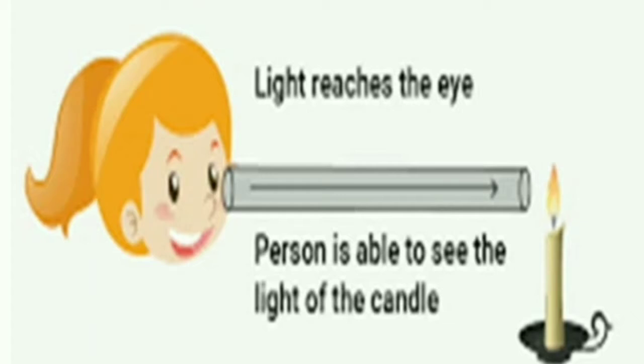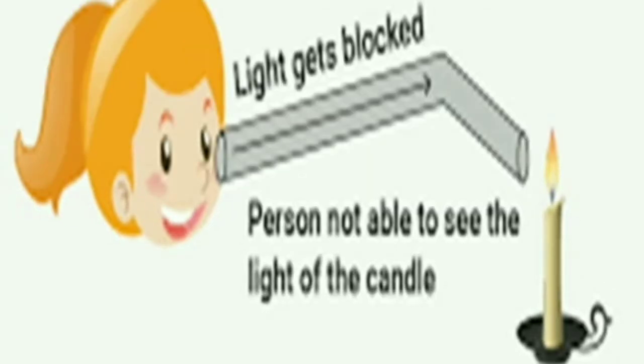Now try the same thing in a different way. Instead of a straight tube, try to see the same thing through a bent tube. This time you will not be able to see the burning candle. Why? Because light always travels along a straight path. You can see the light through the tube which is not bent, but when you bend the tube, it's not possible to see the light.